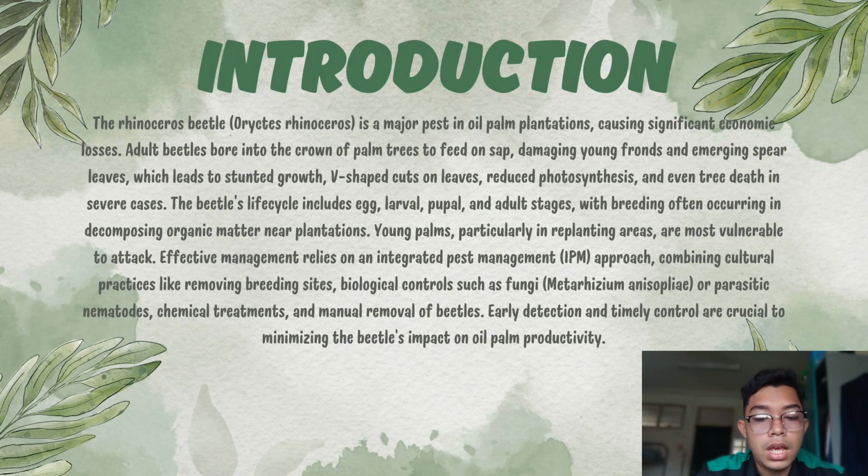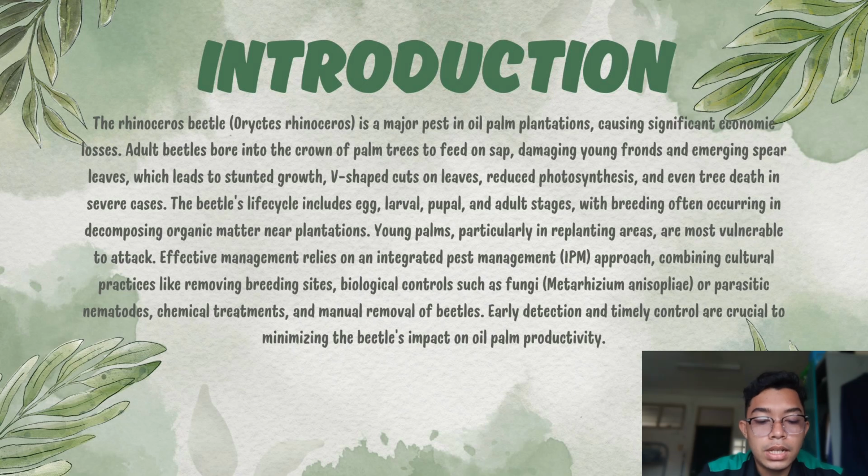significant economic losses. Adult beetles bore into the crown of palm trees to feed on sap, damaging young fronds and emerging spear leaf, which leads to stunted growth, V-shaped cuts on leaf, reduced photosynthesis, and even tree death in several cases. The beetle's life cycle includes egg, larva, pupa, and adult stages, with breeding often occurring in decomposing organic matter near plantations. Young palms, particularly in replanting areas, are most vulnerable to attack.